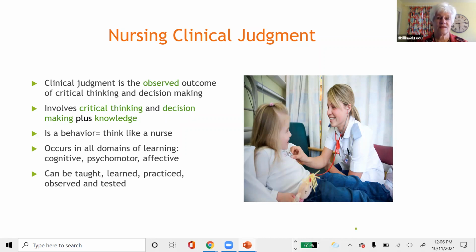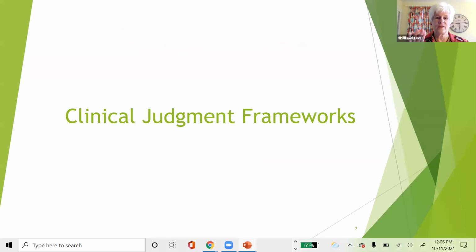And for us as faculty, the good news is we can teach it, students can learn it, and we can see it as they're going along. And actually that word tested, because we're going to need to help the students understand how to take the test questions that are on the National Council State Board of Nursing new NextGen test plan. Okay, so let's talk about some of the frameworks.